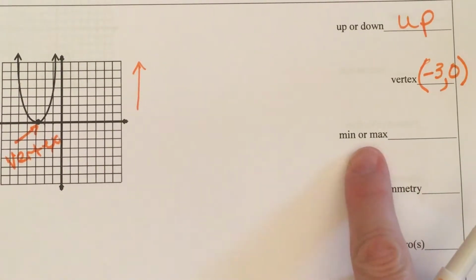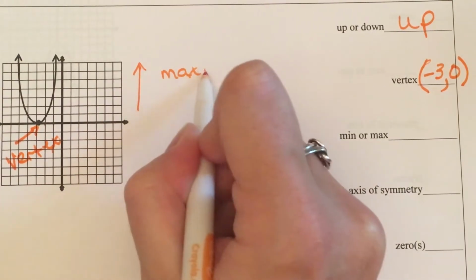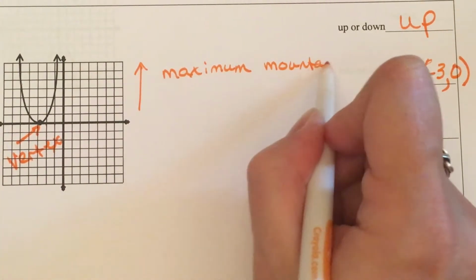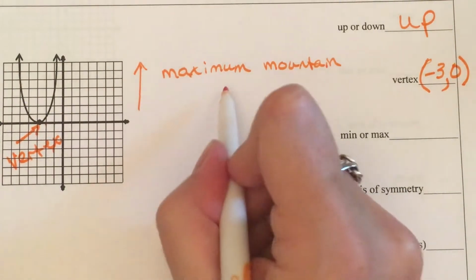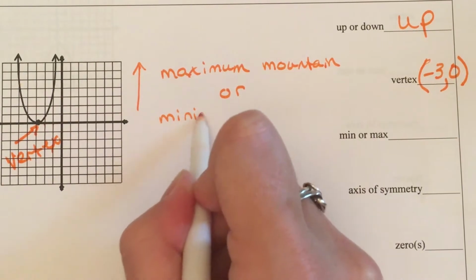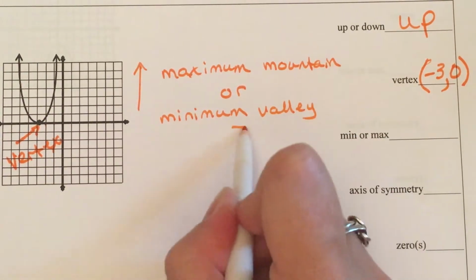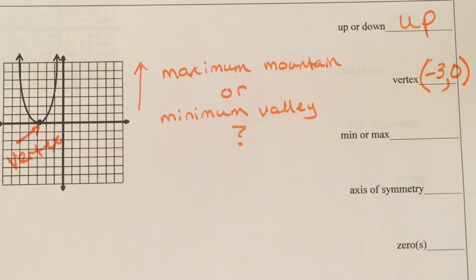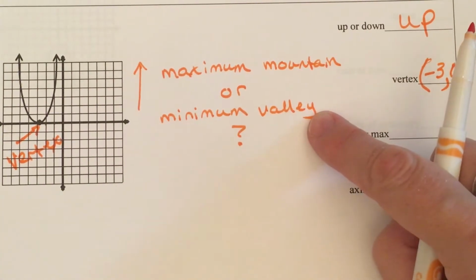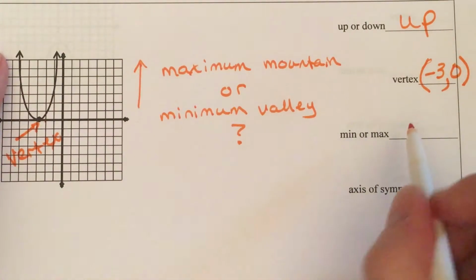Maximum versus a minimum. So is this a maximum mountain? Does it make a mountain shape? Or is this a minimum valley? If it makes a mountain, you've got a maximum. If it makes a valley, you have a minimum. This is a valley. It is a minimum.